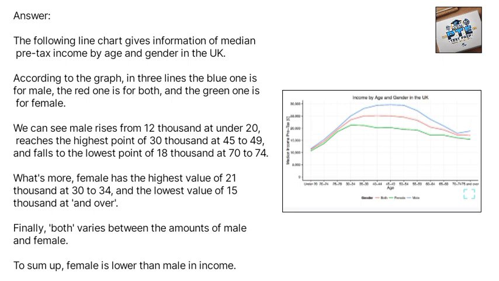What's more, female has the highest value of 21,000 at 30 to 34, and the lowest value of 15,000 at and over. Finally, both varies between the amounts of male and female. To sum up, female is lower than male in income.